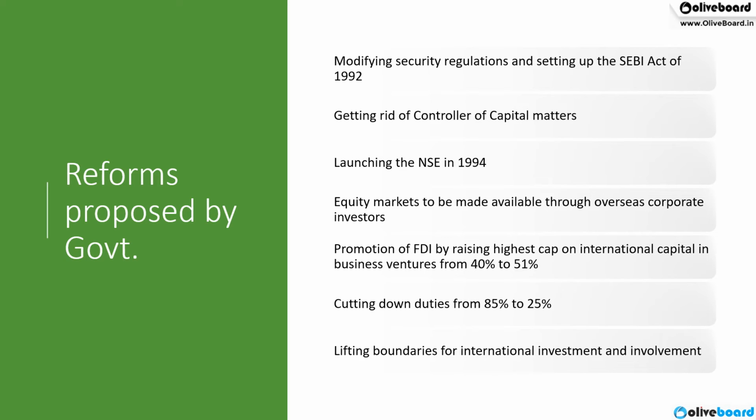The promotion of FDI, foreign direct investment, by means of raising the highest cap on the contribution of international capital in business ventures or partnerships from 40% to 51%. In high priority industries, 100% international equity was allowed. Cutting down duties from an average of 85% to 25%, which allowed the rupee to turn into an exchangeable currency, and reorganization of methods for sanction of FDI in 35 sectors. The boundaries for international investment and involvement were to be removed.